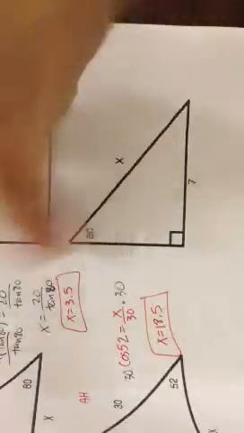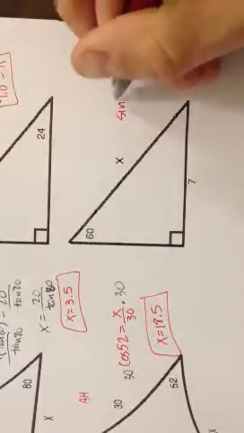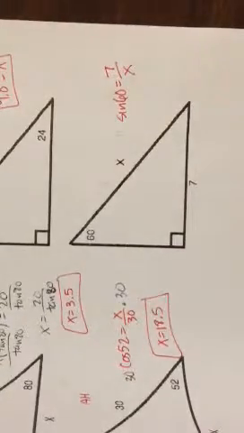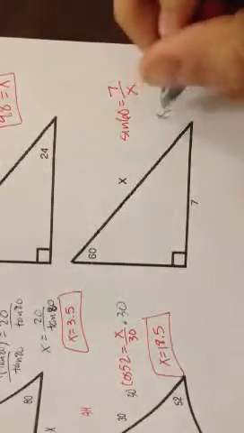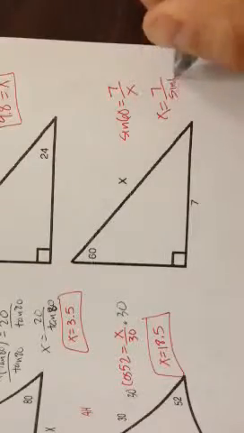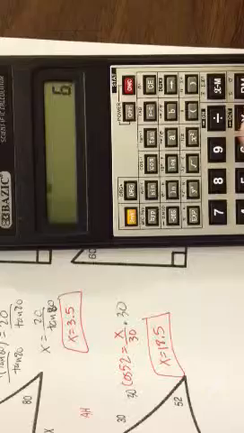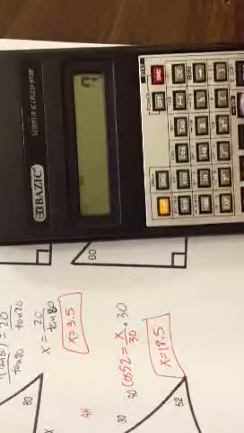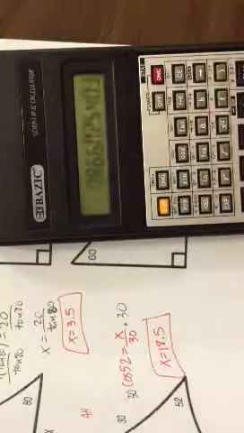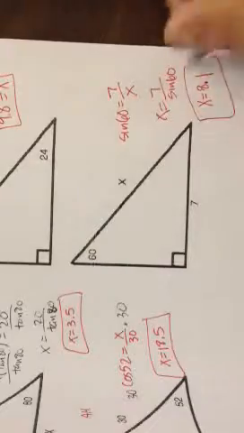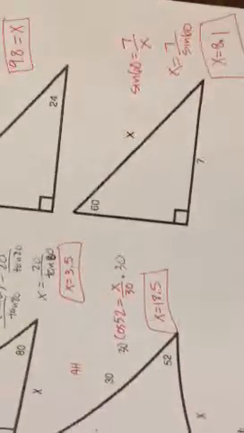And very last one, opposite, hypotenuse, sine. Sine of 60 is opposite over hypotenuse. X is on the bottom. Sine of 60. We want 7 divided by sine of 60, which is 8.1. Notice that I'm rounding all of them to the nearest tenth. Okay, hopefully that makes some sense to you.